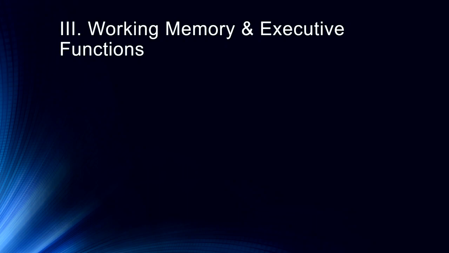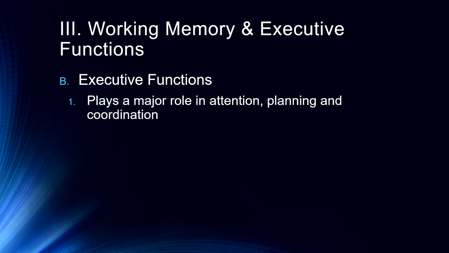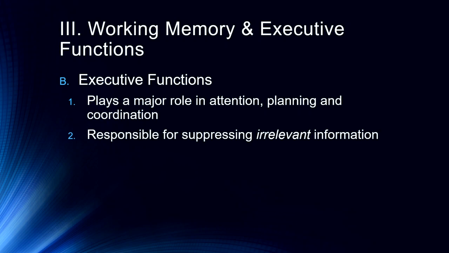So that gets us to working memory and executive functions. As I said, this plays a major role in attention, planning, and coordination of information. It's responsible for suppressing irrelevant information, and this becomes really important as we start thinking about how aging affects cognitive functions and how head injuries can affect cognitive functions. Because one of the things we have to do is focus on one thing and ignore other things. And the central executive does quite a bit of that.